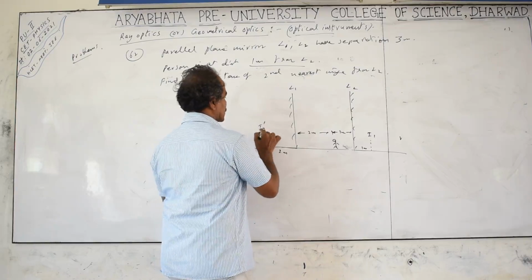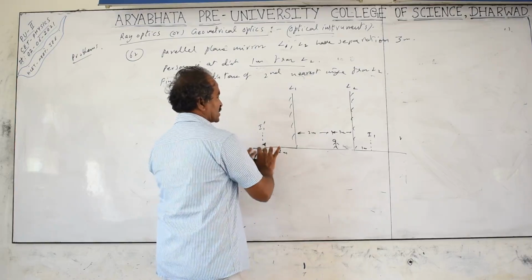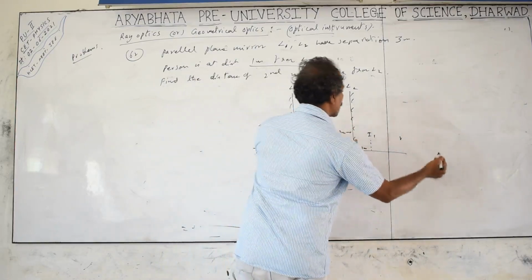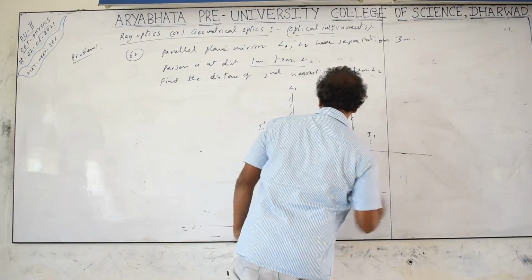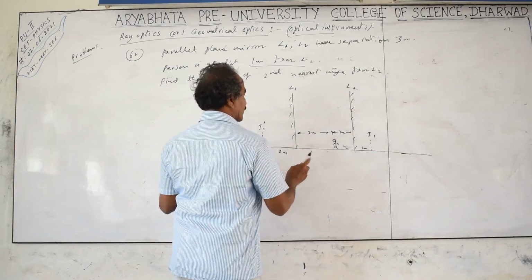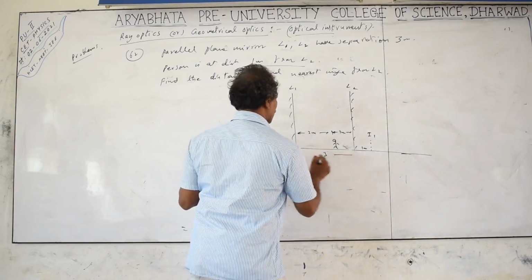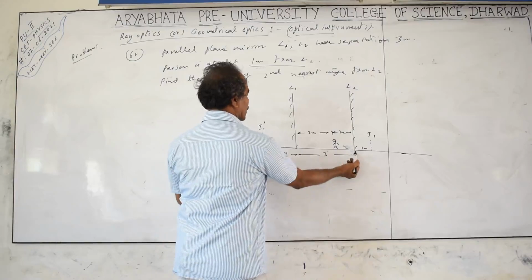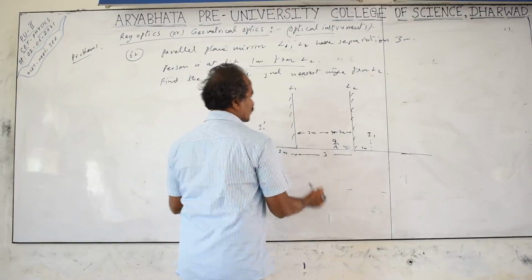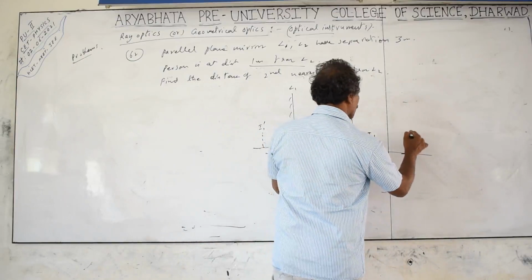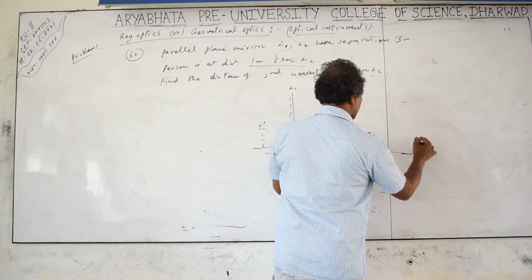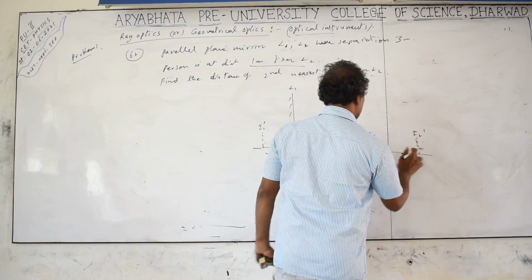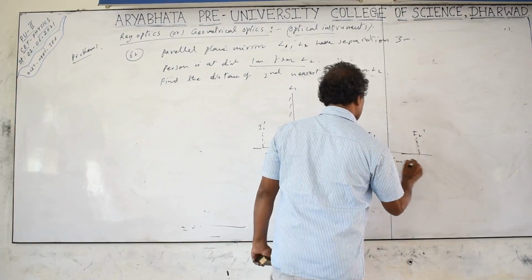Its image is I1 prime. This image acts as an object for the second mirror, and image distance equals object distance. Again one more image is formed here, that is I2, because of this image. But what is the distance from here to here? From here to this image is 3 plus 2, 5 meters. So from this mirror the distance is 5 meters. This is I2 prime, which is 5 meters from the mirror.